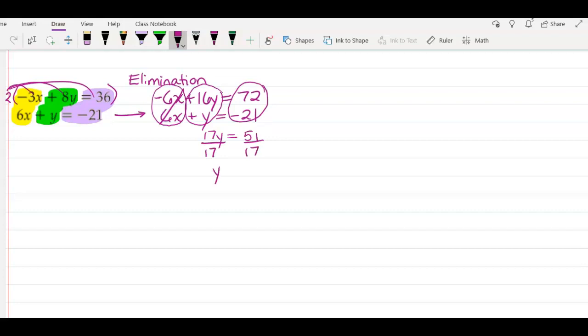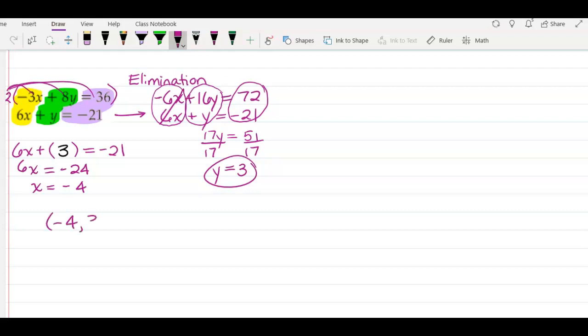Dividing by 17, y equals 3. It's easy to solve an equation with one variable. The problem is we couldn't solve it when we had two. So now we know what y equals, so I just go back to my original equation, take your choice, either the second or the first. I'm just grabbing the second one because it's so close here. Plus y equals negative 21. I'm going to substitute what y equals and solve. 6x equals negative 24, so x equals negative 4.